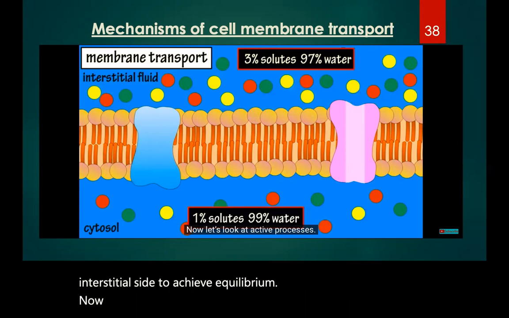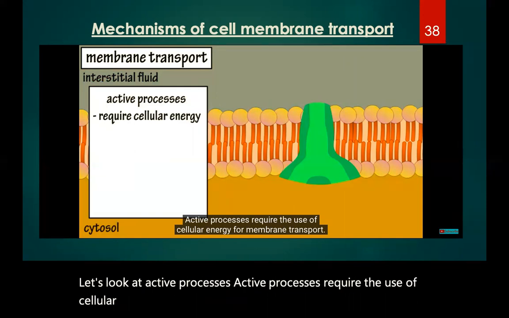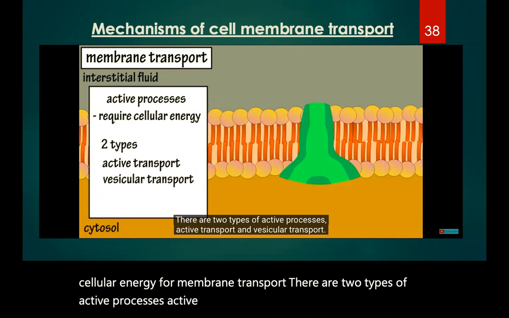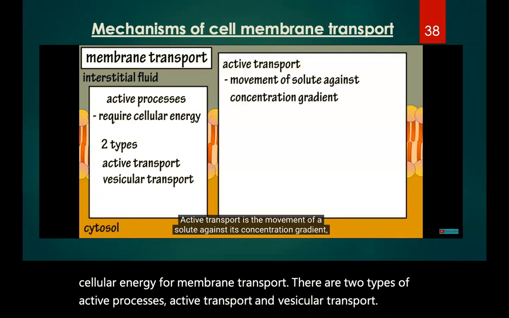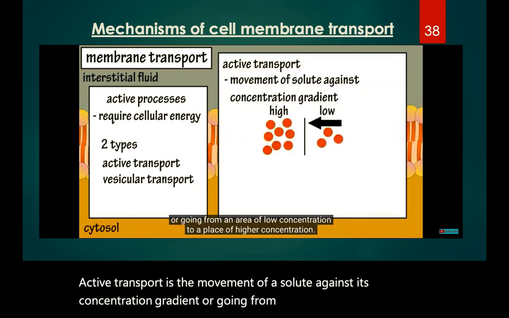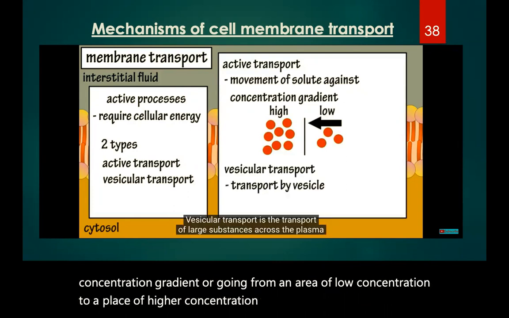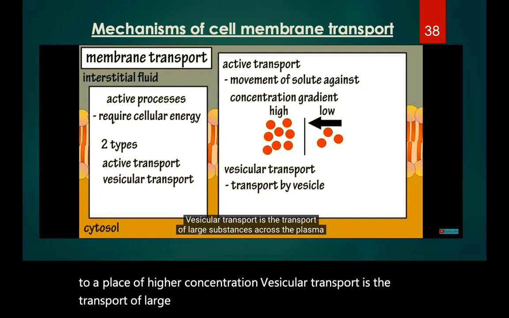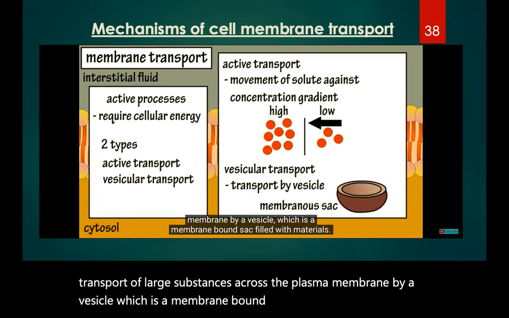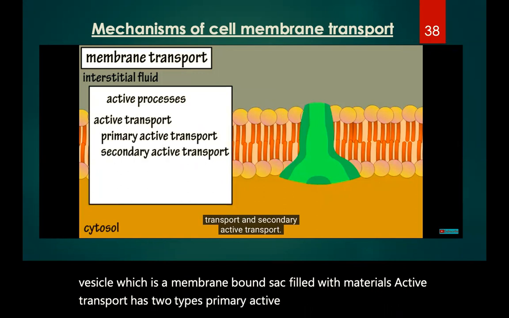Now let's look at active processes. Active processes require the use of cellular energy for membrane transport. There are two types of active processes: active transport and vesicular transport. Active transport is the movement of a solute against its concentration gradient, or going from an area of low concentration to a place of higher concentration. Vesicular transport is the transport of large substances across the plasma membrane by a vesicle, which is a membrane-bound sac filled with materials. Active transport has two types: primary active transport and secondary active transport.